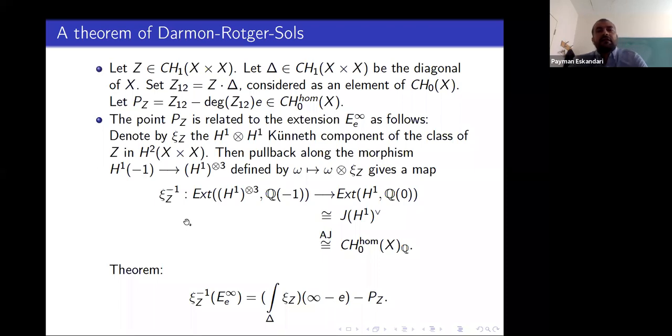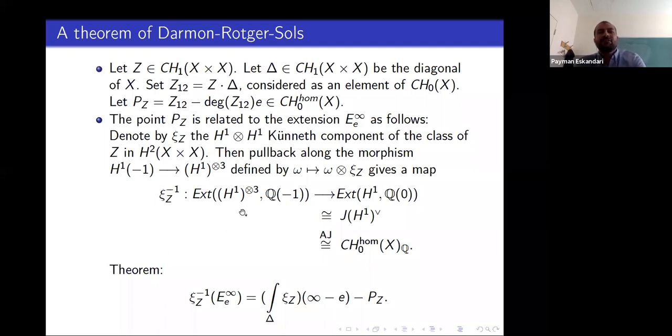And then the theorem of Darmon-Rotger-Sols asserts the following. In here, you have this extension E infinity. There are too many E's here, which is hard to say. I should have thought of that. Every time I speak about these things, I think that I should change the notation, but then I end up writing the same thing.